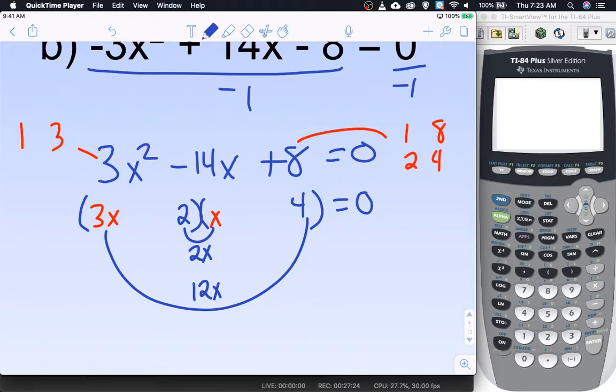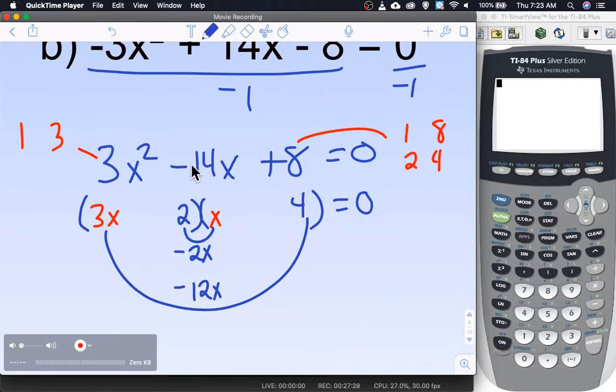That could work if they were both negative. Because if I had a -2 and a -12, I would get a -14, which means this should be a negative and that should be a negative. And double check. 3x and x is 3x squared. I'm checking my multiplication. That looks good. I'm checking my addition here in the middle, my middle terms. That looks good. I'm checking my lasts. -2 times -4 is a +8. We're good. We got it.